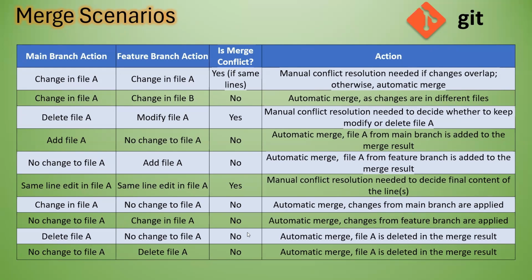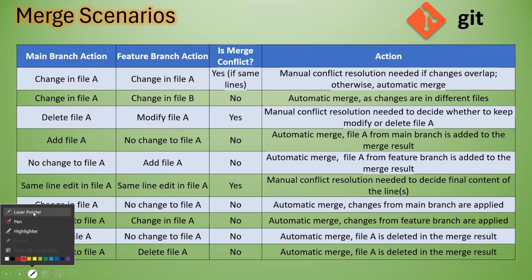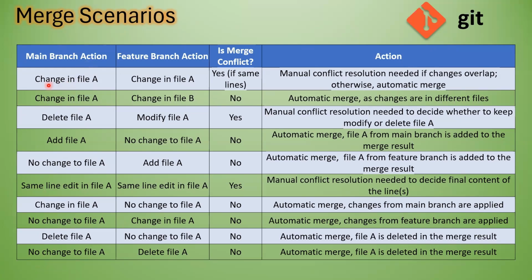You have a change in file A, and a change in file A. So the change happened, one in the feature branch and one in the main branch, and also on the same lines. Then Git does not know which one has to be taken. In that scenario, you get into a conflict. You need to tell which one has to go into the main branch when you do the merge. Now consider a change in file A and a change in file B. No merge conflict, Git will take care of it by itself because this is happening in two different files.